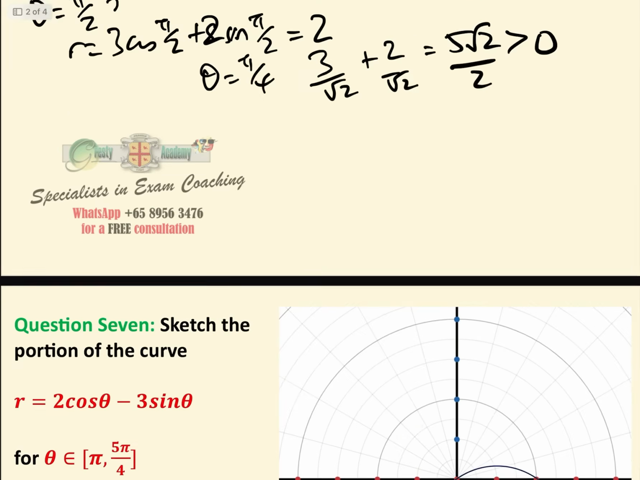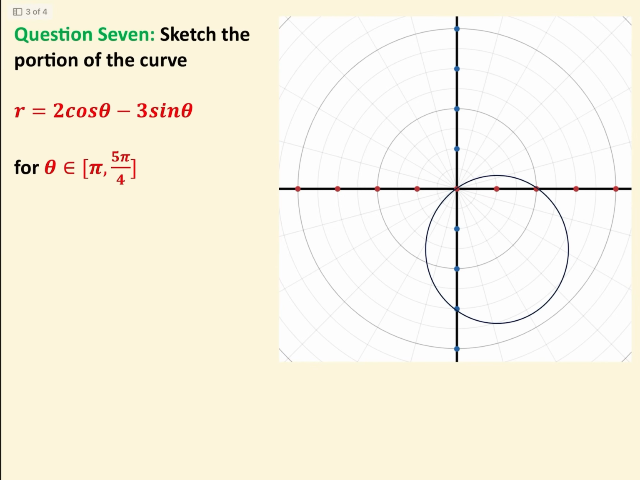Now the final question, a little bit more tricky again. Question number 7, sketch the portion of the curve r equals 2 cos theta minus 3 sine theta from pi to 5 pi over 4. Okay, well again, let's just check this is the right curve here using our little trick. Well, this here is 2 along the x-axis, so that's correct. And this here is minus 3 along the y-axis, so that is correct.